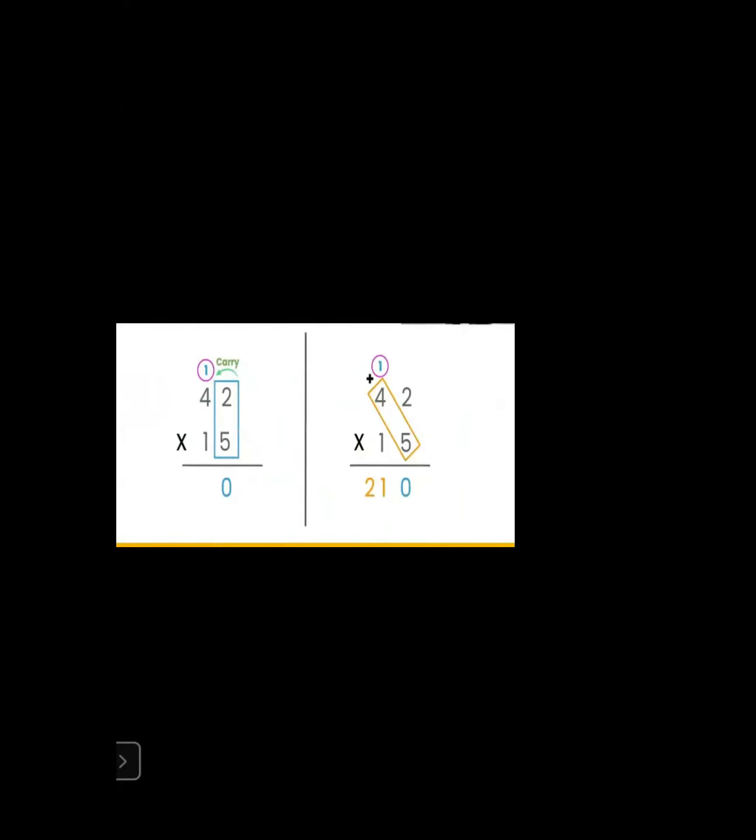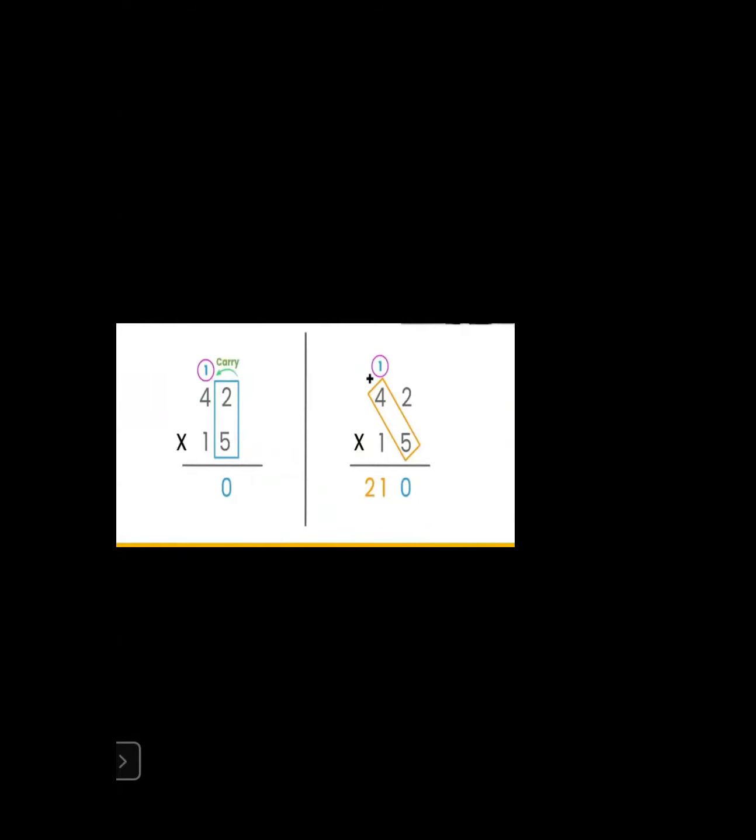First of all, we have to arrange the numbers according to their place values, like ones place and tens place. In 42, the ones place number is 2. And in 15, the ones place number is 5. Now, let us solve it. First of all, we have to take the ones place and then we have to solve the tens place. Now, 2 into 5, or 5 into 2, is 10.